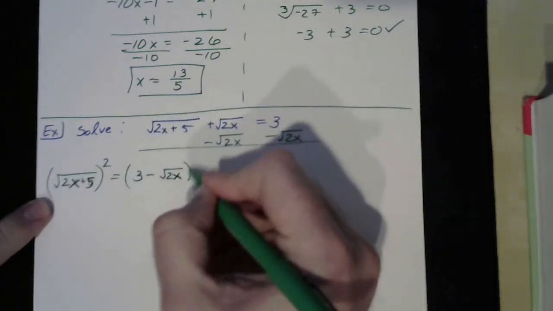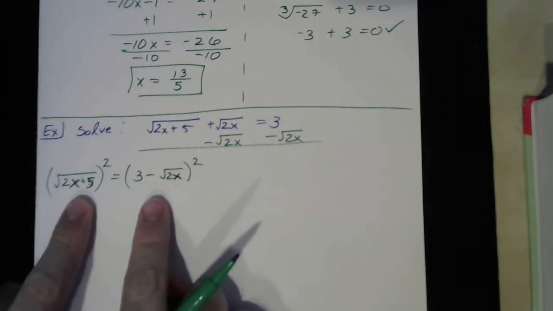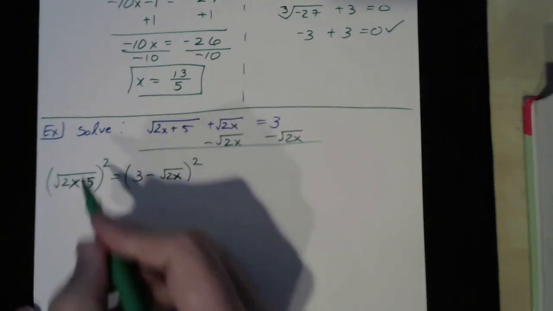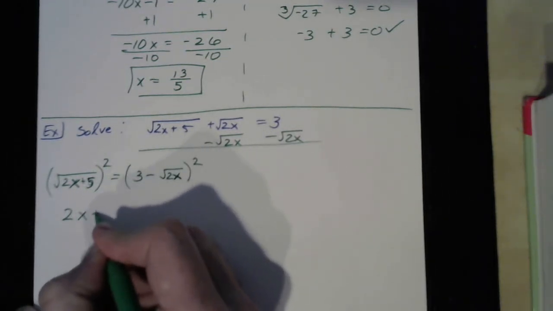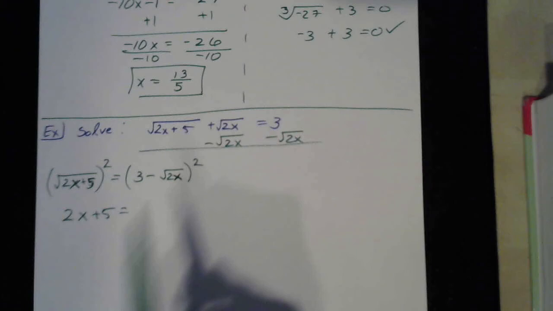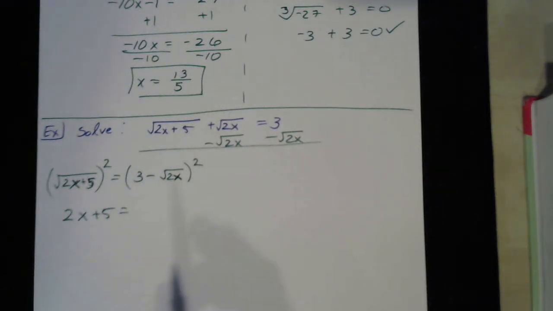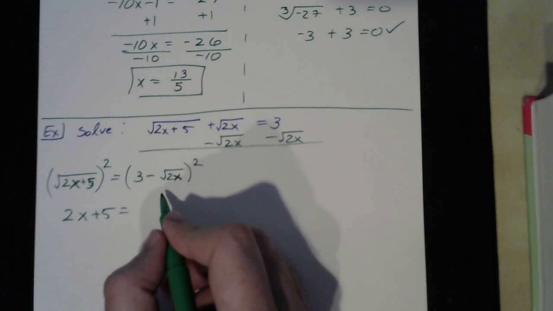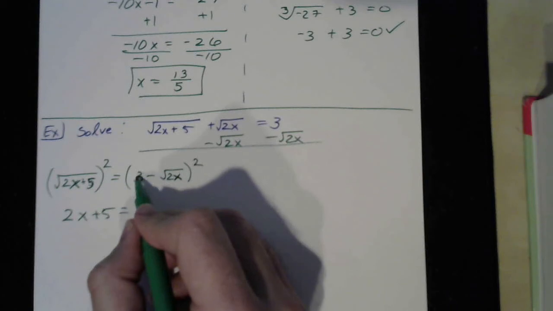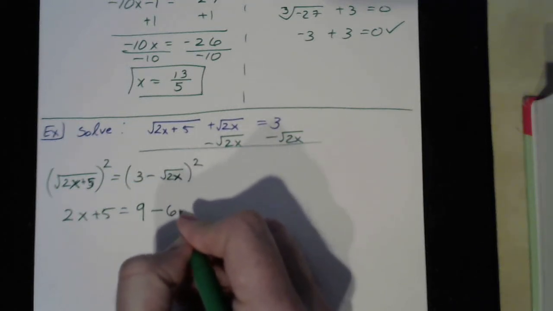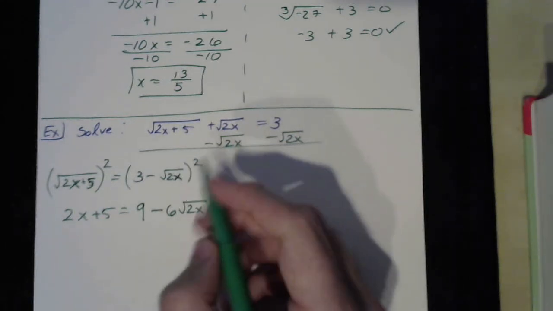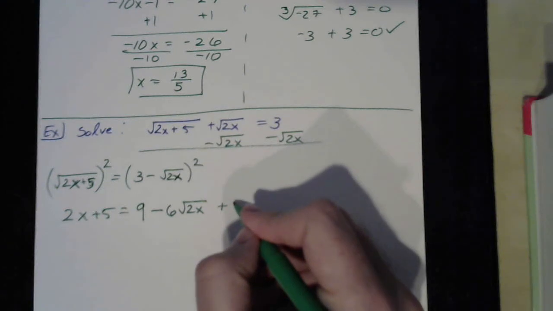I'm going to square both sides. And again, I encourage you to write your parentheses before you put your power so that you know how you're squaring things. So on this side, the square root cancels, and we have 2x plus 5. And over here now we have to FOIL it out or use our perfect square trinomial technique. So 3 squared is 9. And then it's going to be plus 2 times this, which is minus 6 square root of 2x. And then plus this squared, which will be plus 2x.